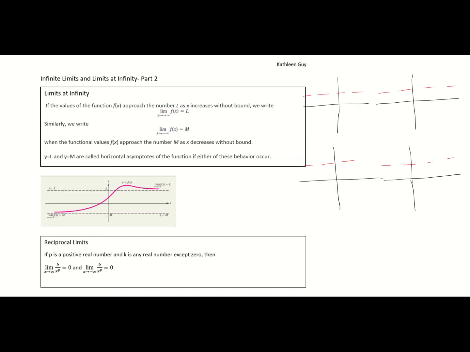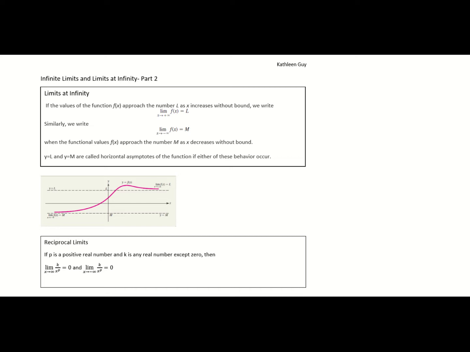Either x is increasing without bound, which means it's going to infinity, and your function is approaching the horizontal asymptote from the top, or it's increasing without bound and it's approaching the asymptote from the bottom, or it's decreasing without bound and it approaches the asymptote from the bottom, or it's decreasing without bound and it's approaching the asymptote from the top. Now, when you have a horizontal asymptote, you know at least one of these has to happen, and two can happen together as long as the function still passes the vertical line test.